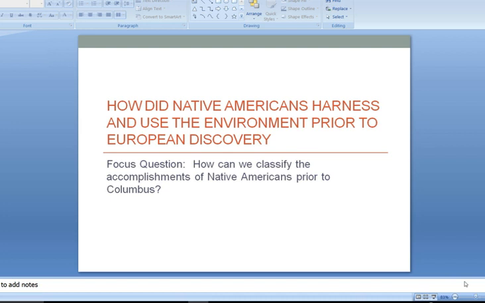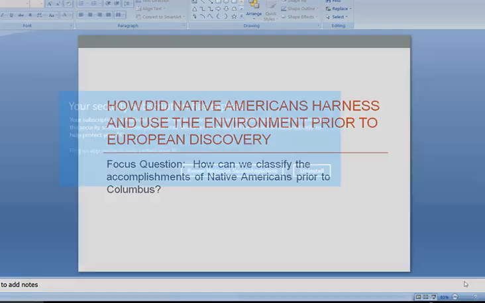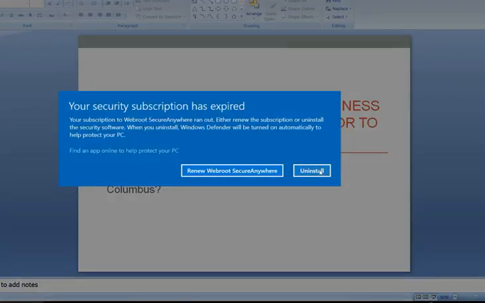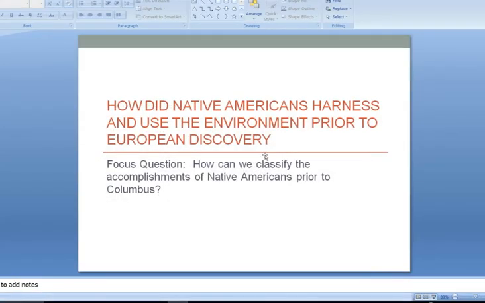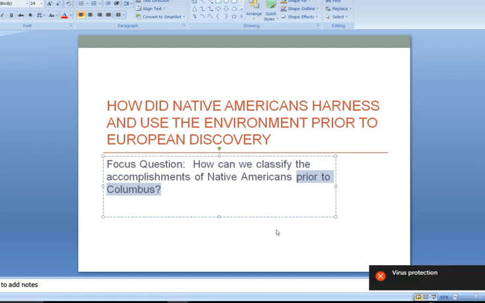A couple of things I want to stress here. First thing is this: prior to Columbus. That question is giving you a time frame. And in AP, when we look at these things, time frames are important. Whenever you get a question, there's going to be some kind of a time frame in it.